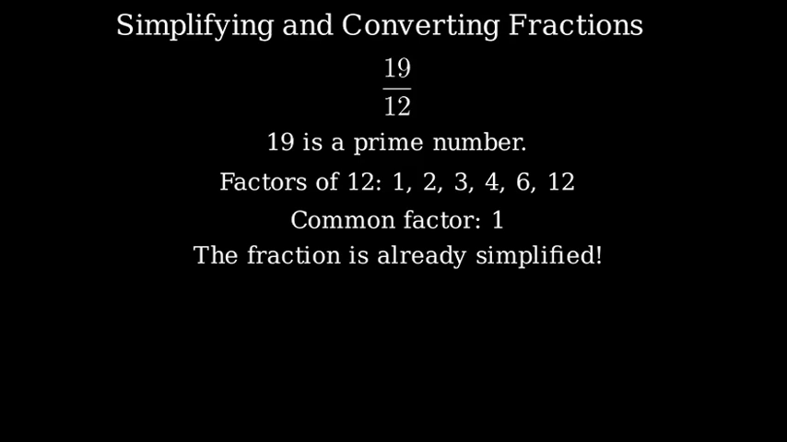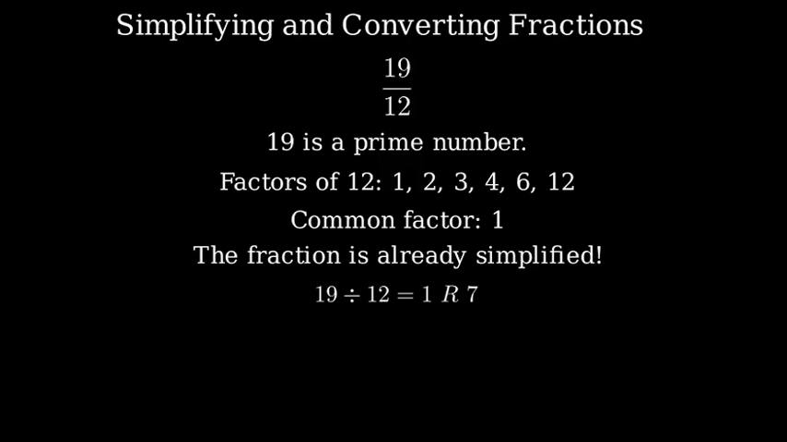Now, let's convert this improper fraction to a mixed number. An improper fraction is a fraction where the numerator is greater than or equal to the denominator. To convert, we divide the numerator by the denominator. 19 divided by 12 is 1 with a remainder of 7.